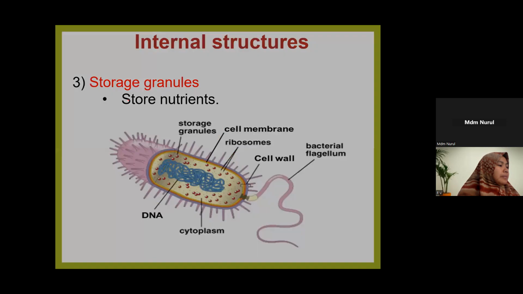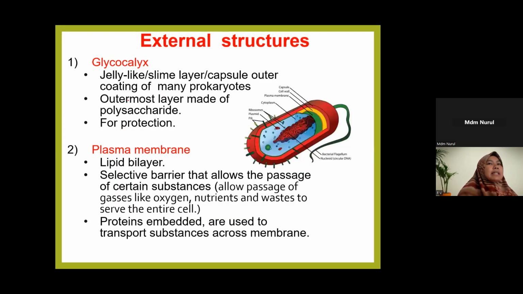Alright, next one. Okay, that is the internal structure. So, bahagian dalam prokaryotic cell. Okay. Now, we go to the external structure. So, bahagian luar prokaryotic cell. So, we start with glycocalyx. So, ingat ejaan dia, glycocalyx.